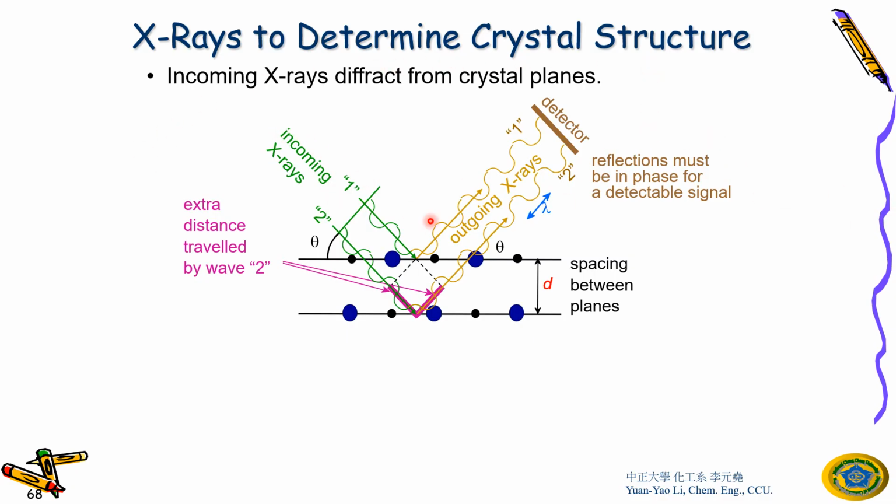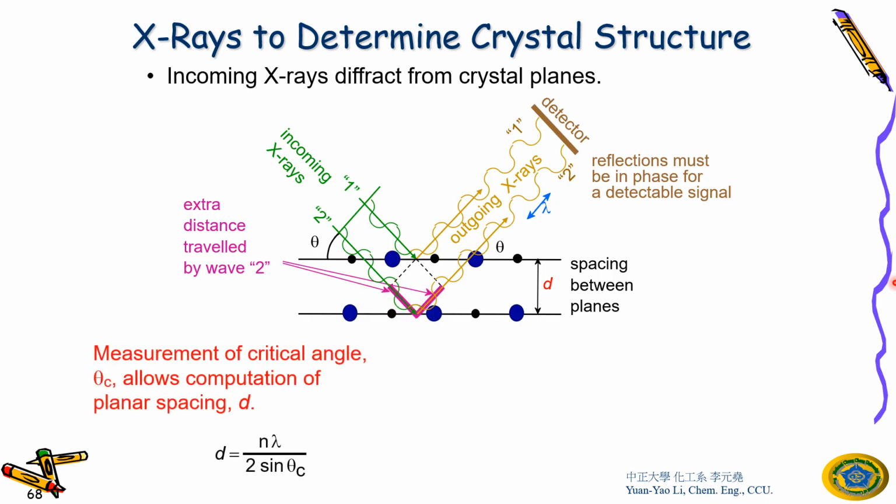You have incoming X-ray, you have outgoing X-ray, right? And you have a detector. You can detect constructive interference or destructive interference. Okay, you have spacing here. Okay, and you understand the difference of the path length is only here. So, and this is d is equal to n lambda divided by 2 sine theta.